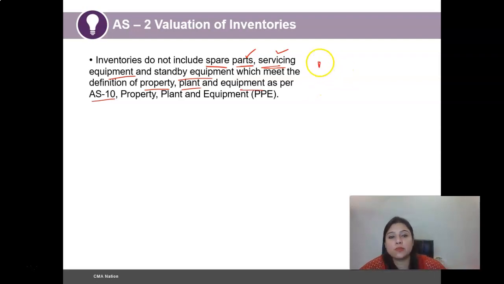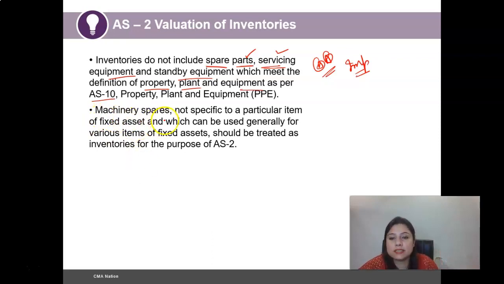So this particular point is an important point while you are making valuation of inventory, and you have to make sure that you do not include the asset valuation and consider such assets as inventories, because this will completely change the outlook of the financial statement. So such spare parts or servicing equipment and standby equipment should never be considered as inventory. They should be categorized under the definition of property, plant and equipment as per Accounting Standard 10. So this particular point is an important point that you should be taking care of.